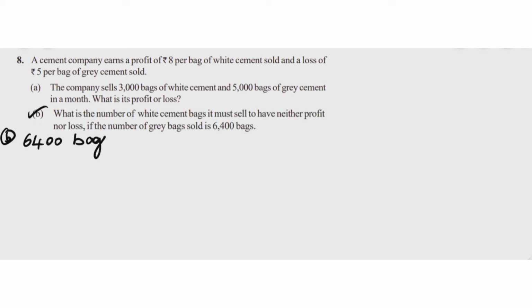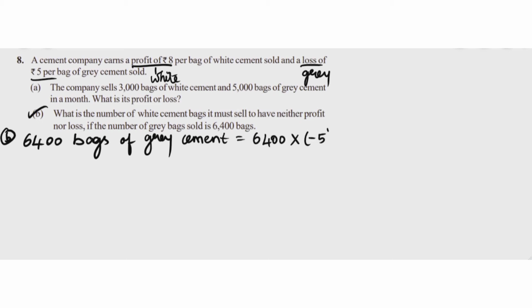6,400 bags of grey cement sold. So grey cement means nothing but, I told you, right? Wait, I'll just write it on the top. So profit is white and loss means grey. Okay. So loss of 5. So 6,400 multiplied by loss, which means minus 5, right? So minus 5. After multiplying this, we get an answer as minus 32,000.